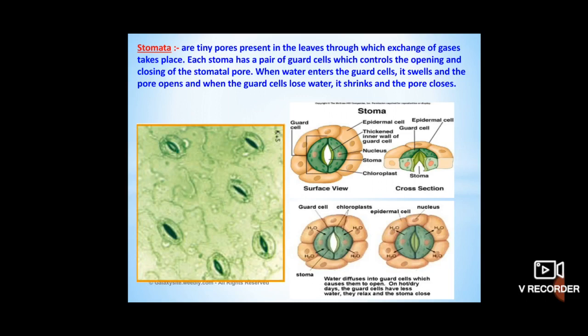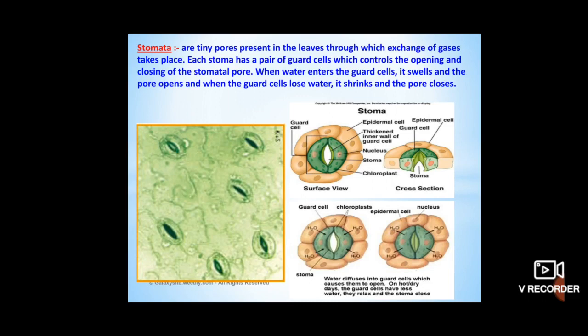So what do we call these cells, children? Yes, we call them stomata. See here, the stomata are tiny pores present in the leaves. With the help of these stomata only, the exchange of gases takes place. So here, we are going to identify the structure of the stomata.